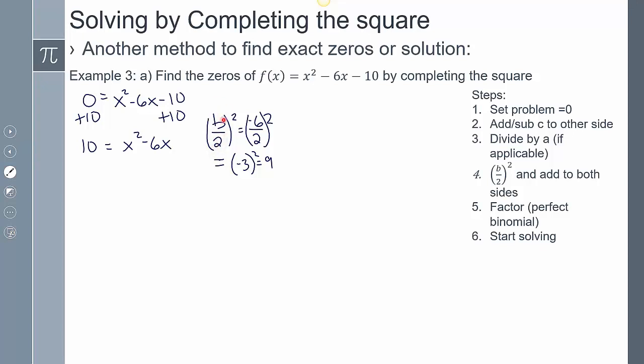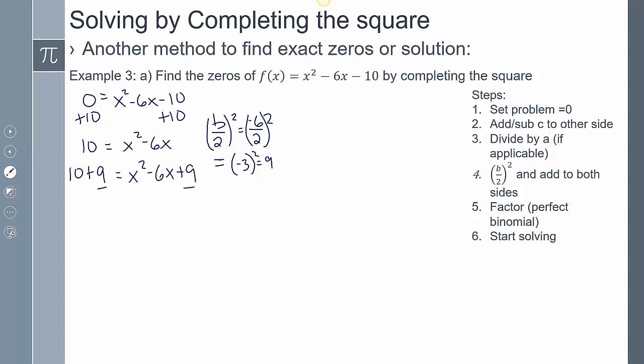To complete the square, you take the b divided by 2 and square it, and you take that number and you add it to both sides. So this b, this negative 6, I divided it by 2, that's how I got negative 3, and I squared it and I get 9. I need to take that 9 and I need to add it to both sides.